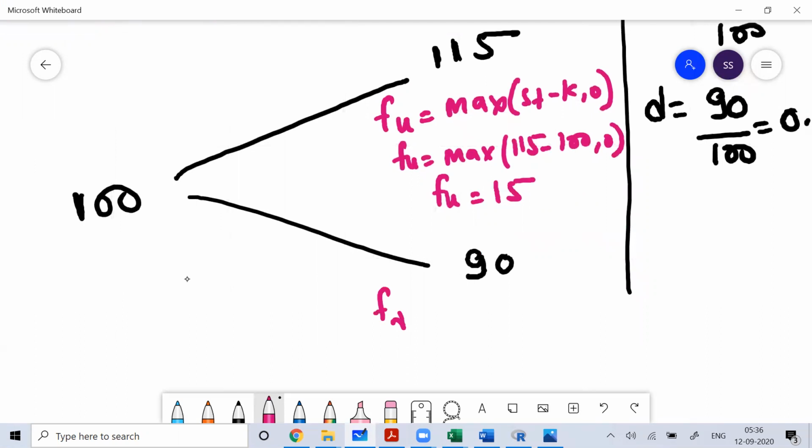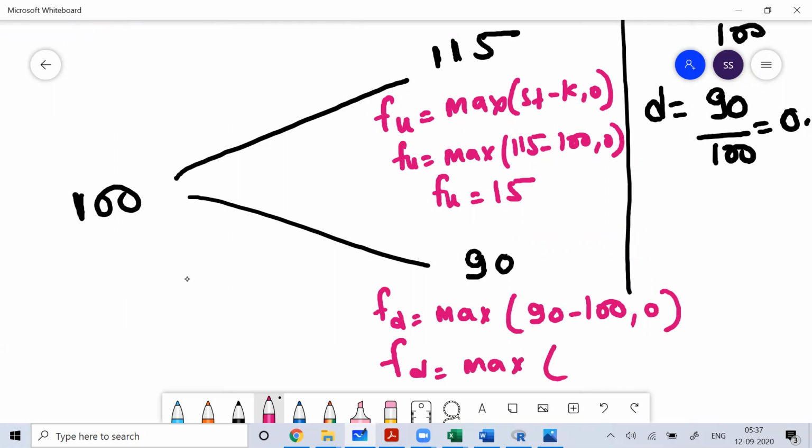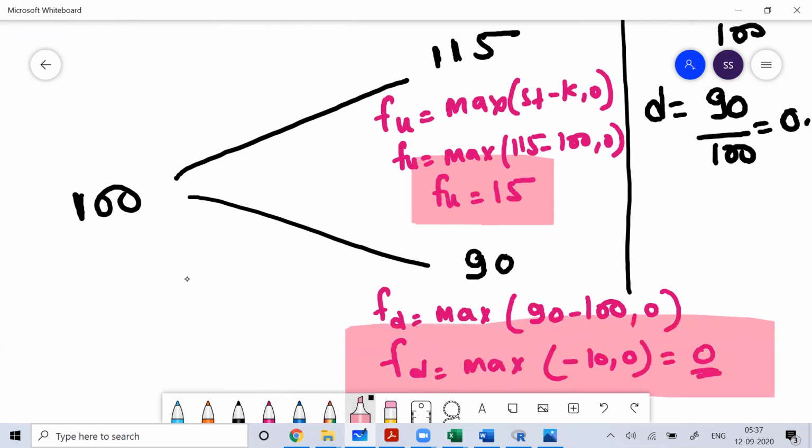Similarly, the FD will be max of 90 minus 100, where 100 is the strike price, comma 0. So the value of FD is max of minus 10 comma 0. So the FD value would be equal to 0. So FU is 15 and FD is 0.